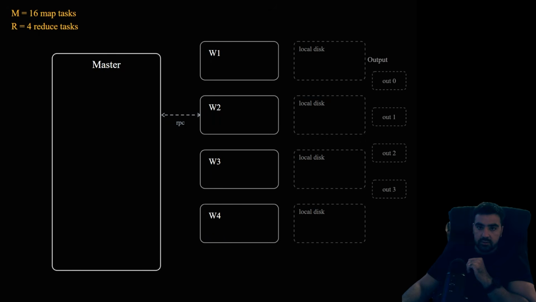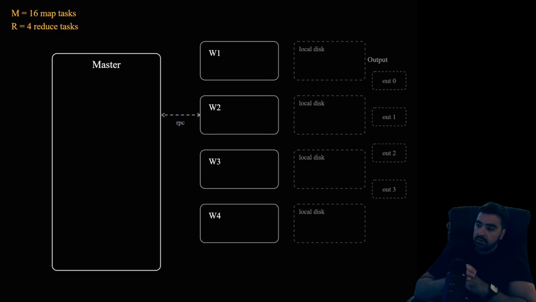Right, after that, we want to start by defining two variables, M and R, where M is the number of map tasks and R is the number of reduce tasks. M also determines into how many pieces we want to chop our initial input files. So in this case, we have M as 16.